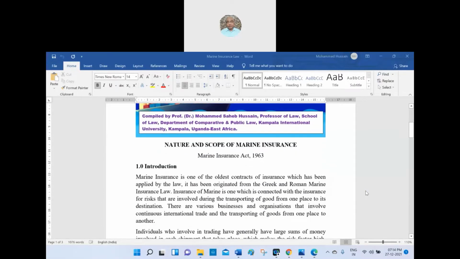Number one, introduction. Marine insurance is one of the oldest contracts of insurance which has been applied by law. It originated from the Greek and Roman marine insurance law. Earlier there was no road transport and no air transport, but only marine transport, because only ships would sail and reach India. That is the reason Vasco da Gama discovered, what did Vasco da Gama discover?